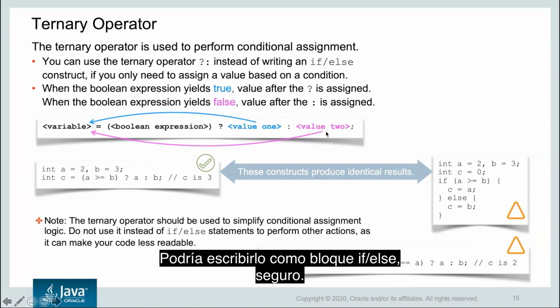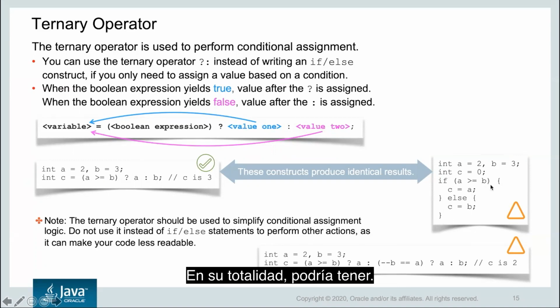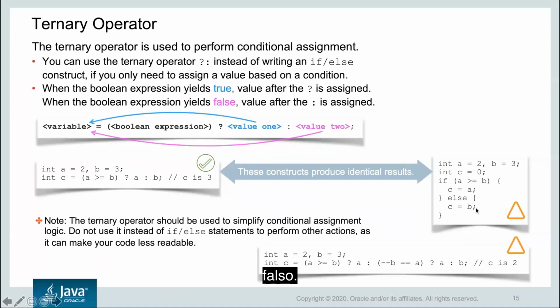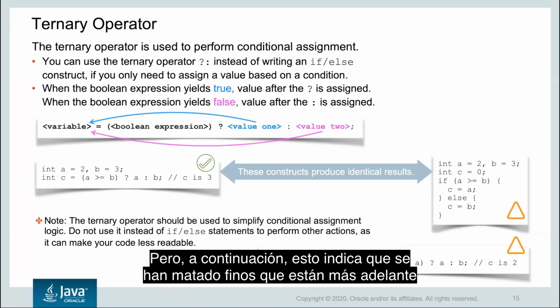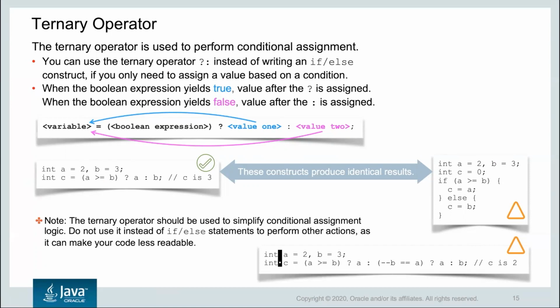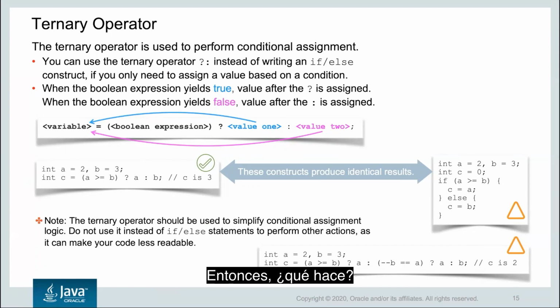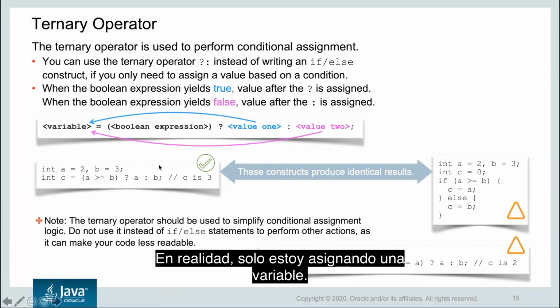You could have written that as an if else block, sure. Absolutely. If condition, assign C to something if it's true and C to something else if it's false. Fine. But then whoever reads that code thinks there's more going on. So you have an if else statement, they have a block of code. So what are you doing? Oh, actually, I'm just assigning one variable. You might as well do it as the ternary operator.